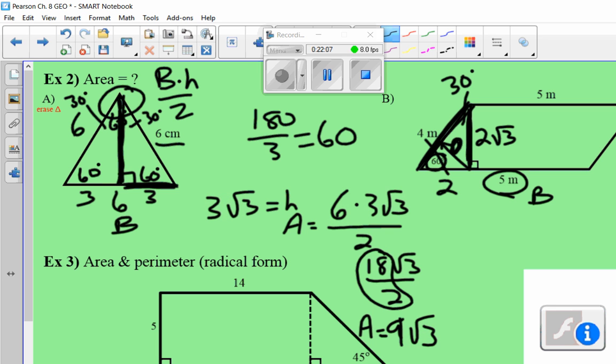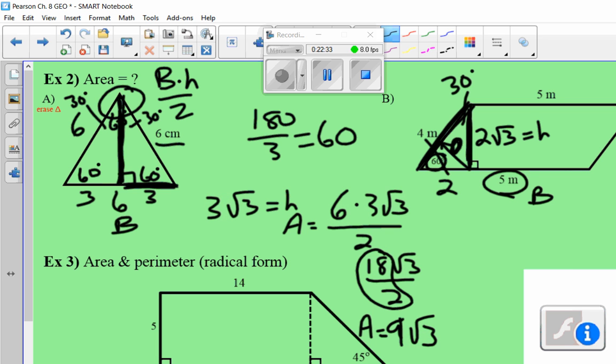And now that becomes the height of my parallelogram, okay? So now I can take the base, which was 5, and the height, which was 2 square root of 3, and multiply those together. So 5 times 2 is 10 square root of 3. Okay?